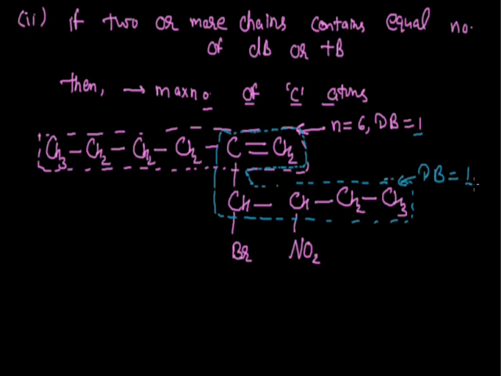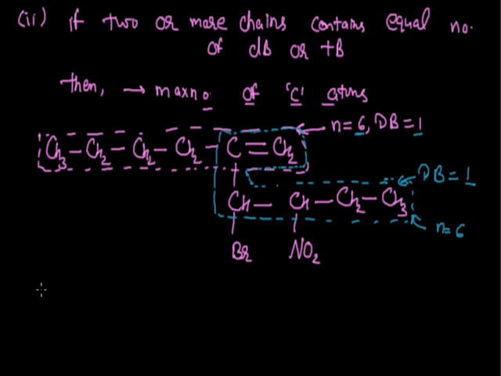Since these two chains contain an equal number of double bonds, which is the maximum possible for this given organic compound, we will select the parent chain on the basis of the number of carbon atoms. In the straight one, the number of carbon atoms is 6, and if we go for the next one, the number of carbon atoms is again 6. Now according to the second rule, this compound cannot be solved because these two chains contain equal numbers of double bonds with equal numbers of carbon atoms.